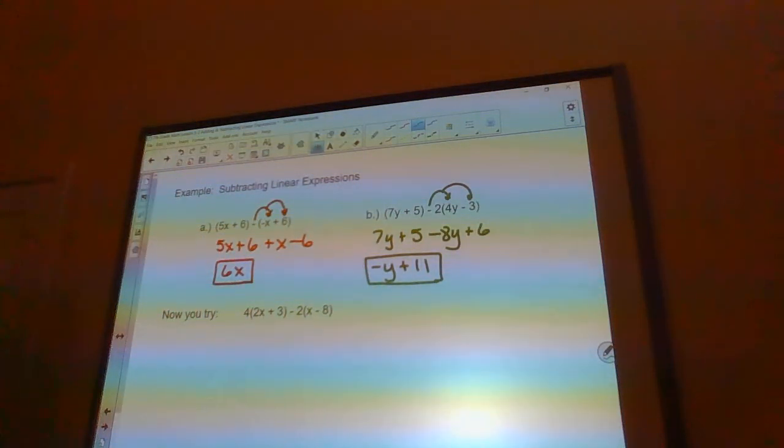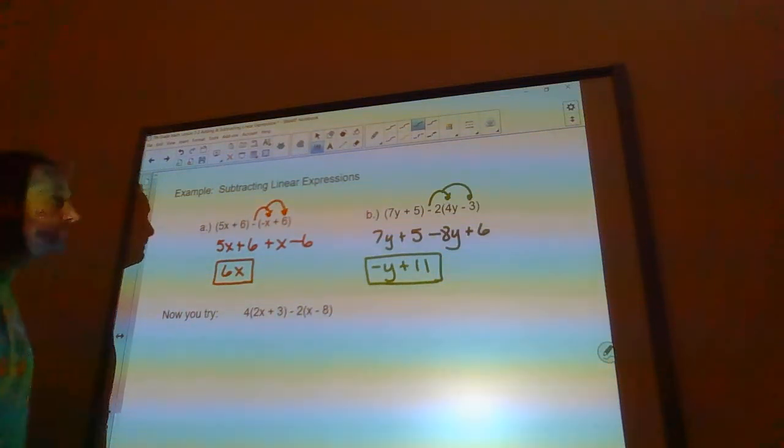You try this one. So pause the video, give this one a try, and then jump back on to make sure you got it right.